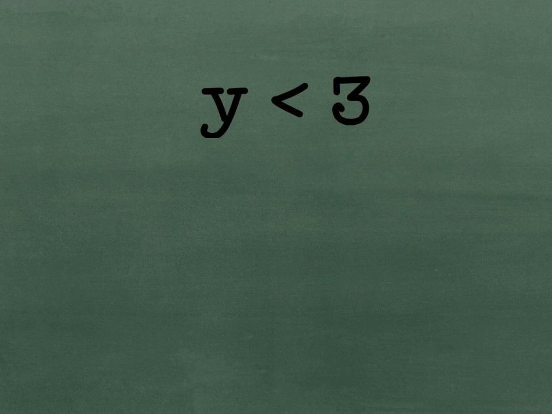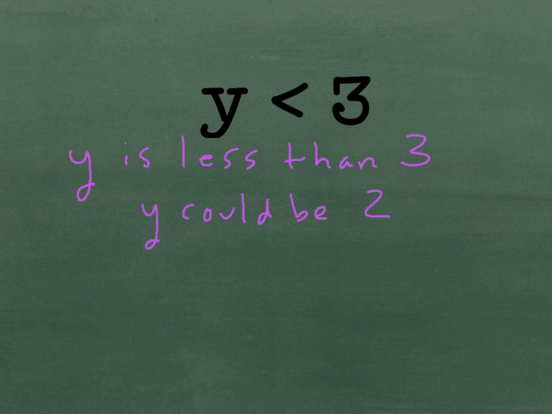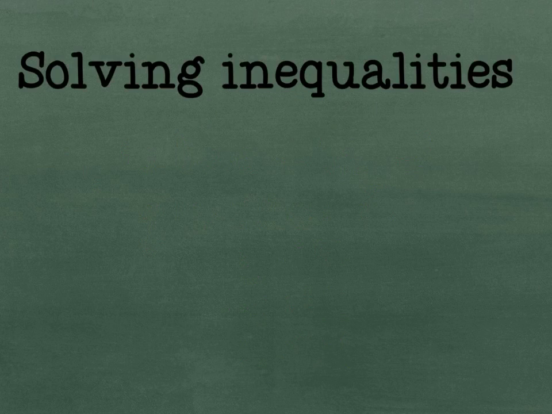On this page, this says that y is less than 3. Again, y has many answers. Y could be 2, because 2 is less than 3. Y could be -5, because -5 is less than 3. Y could be 0, because 0 is less than 3. So just remembering what you learned in middle school about inequalities. Our job today is to solve the inequalities.